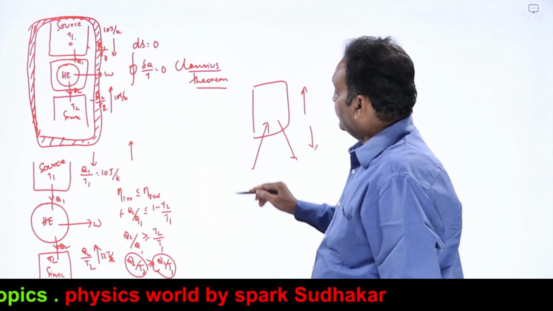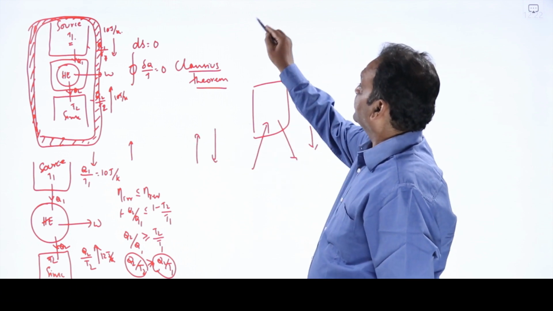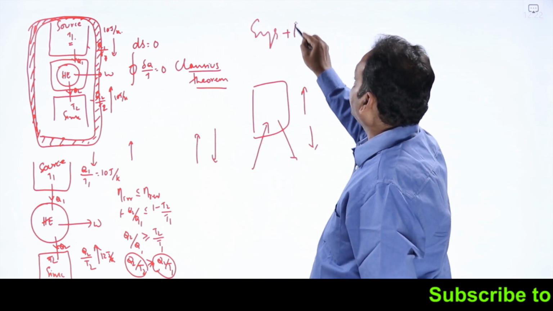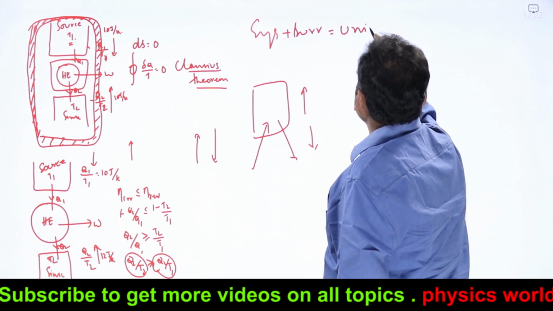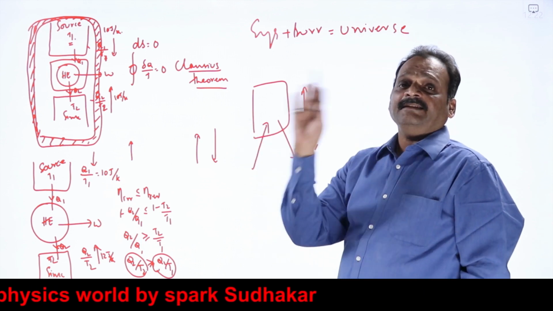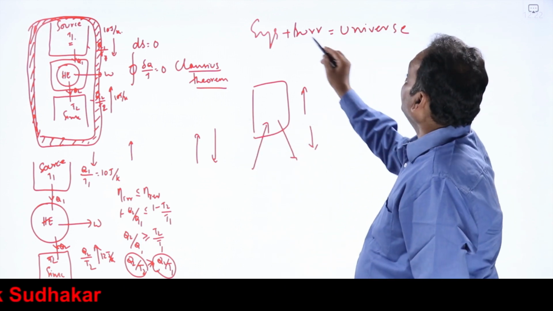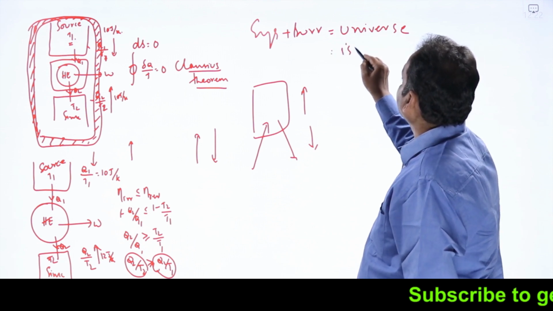Okay, similarly, surroundings entropy also may increase or may decrease. But system plus surroundings entropy, that is nothing but universe entropy, will either remain constant or it always increases. It never decreases. System plus surroundings means nothing but universe. Universe is nothing but isolated system.